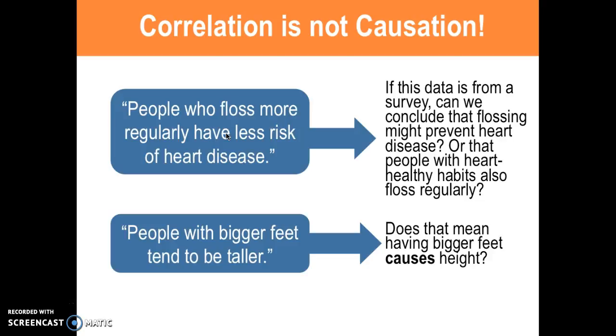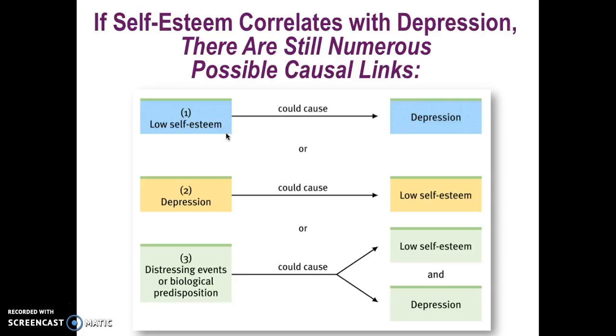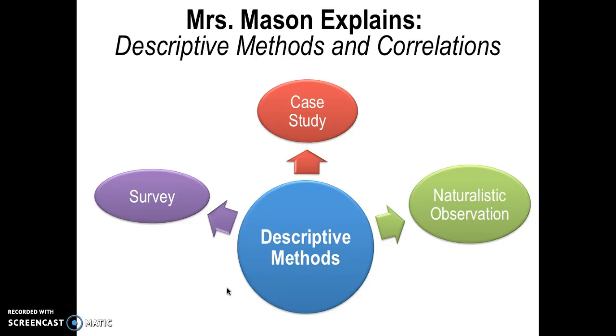Here is a great example. If self-esteem correlates with depression, there are still numerous possible causal links. You just have to remember that there are many different causes. We just see that there is a relationship between self-esteem and depression. Low self-esteem could cause depression, but in reality, depression could cause low self-esteem. A distressing event or biological predisposition could cause low self-esteem and depression. There's a relationship between these because they're caused by a distressing event, or maybe it's just genetic. We don't know. So again, please remember that correlation is not causation, and that correlation is just trying to find a relationship between two different factors.